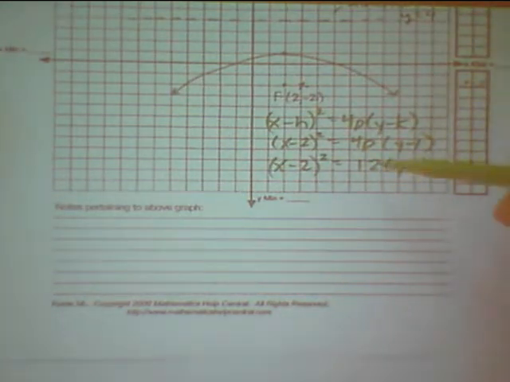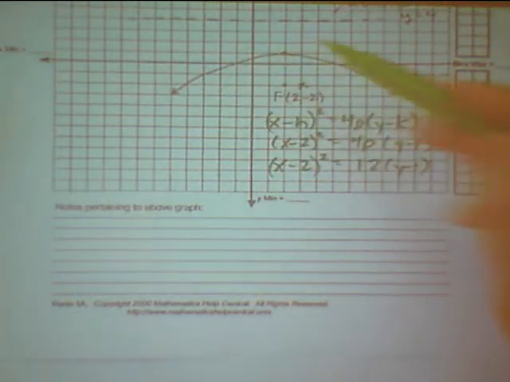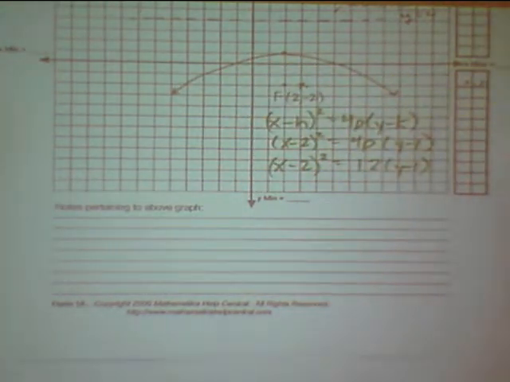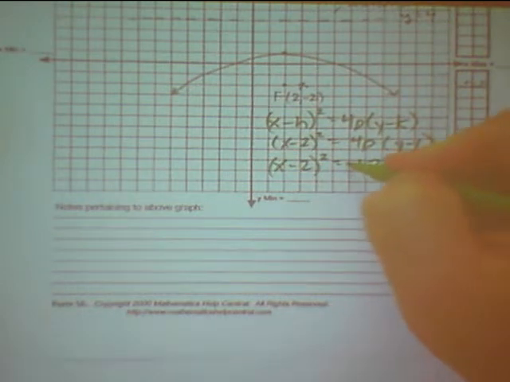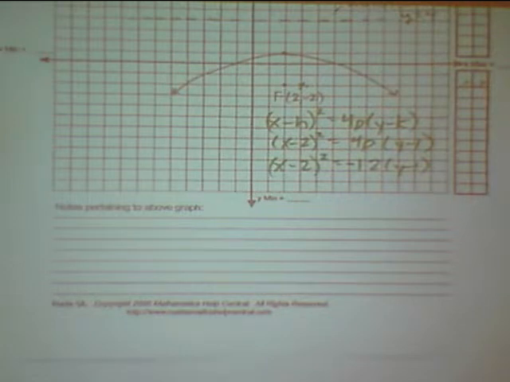So even though I figured out this number is 12, I still have to make sure the sign is correct. Since this parabola opens down, what should my sign be? Positive or negative? Well, a parabola that opens down should have a negative coefficient, so at the very end, I go ahead and make that coefficient negative.